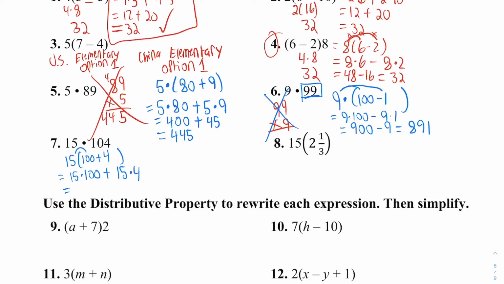And then this is going to give me 15 times 1, and then 2 zeros, because I have 2 zeros here. I need 2 zeros down there. Plus 15 times 4. So that's 15, 30, 45, 60. And the answer is going to be 1560.